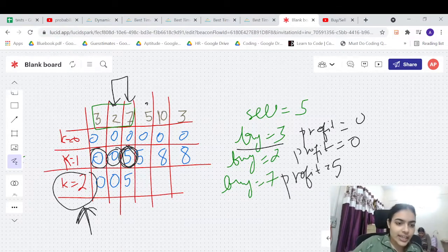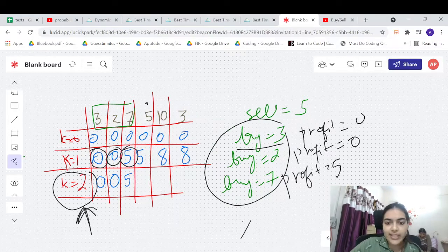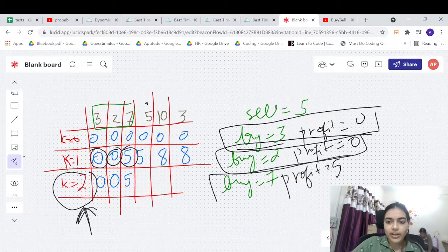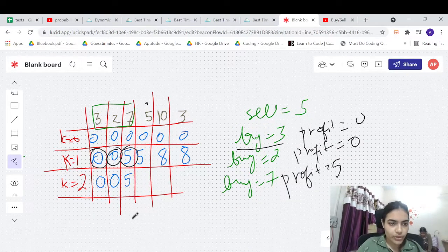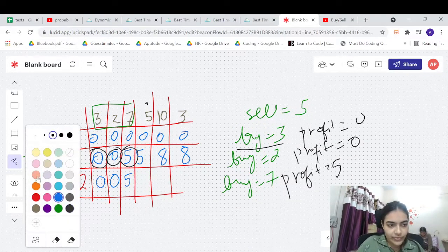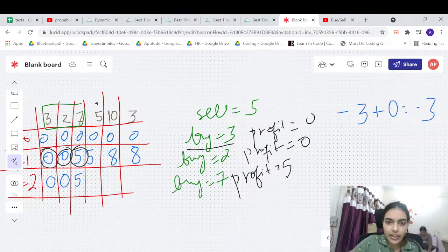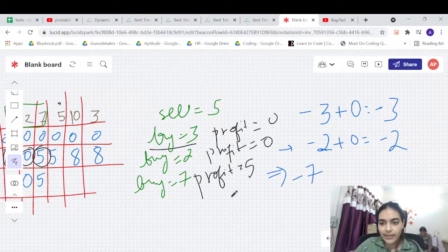So in this case you cannot simply see which is the smallest buy. This will not work. You will have to see which is the smallest buy minus the profit. So what is the equation? We have to check which is least, including both these values. If you buy at 3, it will cost you 3 rupees, but you will earn a profit of 0, which is minus 3. If you buy at 2, you will spend 2 rupees, but you will earn a previous profit of 0, so it will be minus 2. Now if you buy at 7, you will pay 7 rupees, but you will earn a profit of 5, which is minus 2.